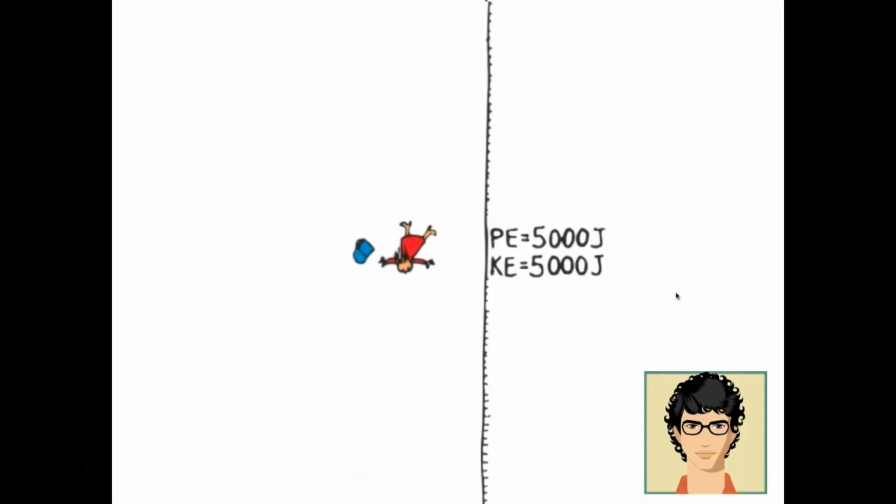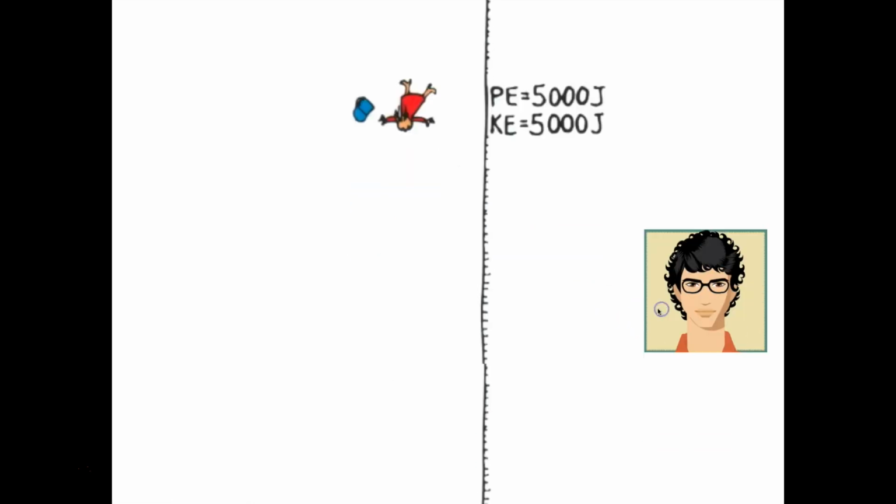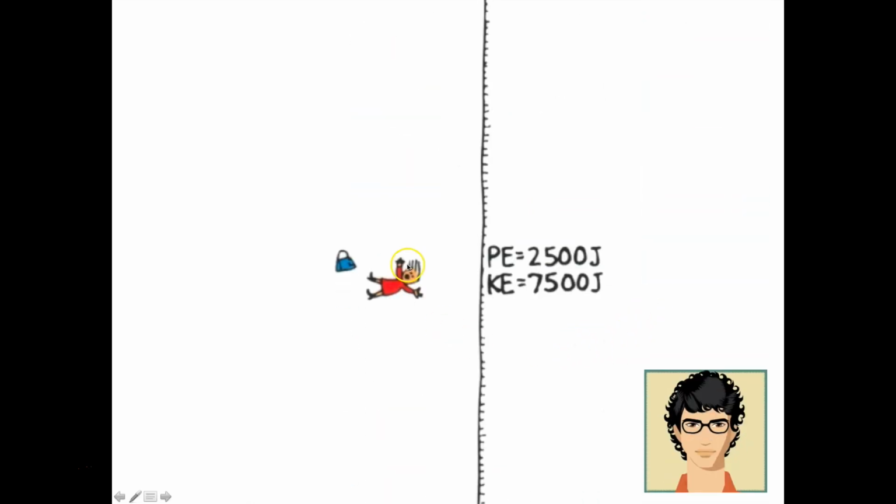At some point here, they're equal. Halfway down, because height is half, she'll have 5,000 joules of gravitational potential energy and now 5,000 joules of kinetic energy, and she continues to gain velocity as she moves down. Now she's looking kind of supine, so I think she's kind of given up. She's just like, all right, I don't know what's going to happen over here. This could be dreadful. Well, all right. Now she's freaking out.